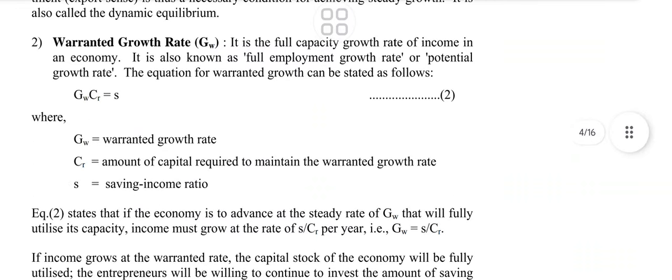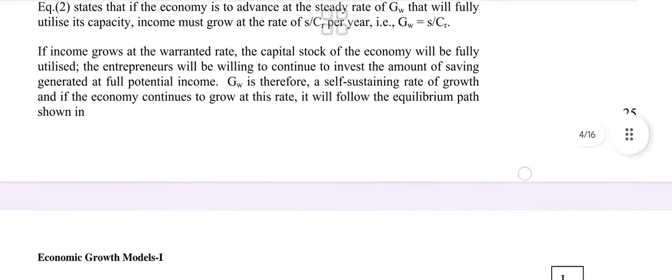What is the warranted growth rate? GW CR equal to S, where GW is the warranted growth rate, CR is the amount of capital required to maintain the warranted growth rate, and S is the saving income ratio.